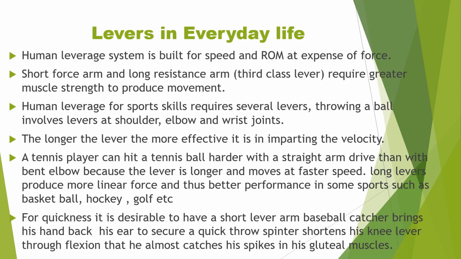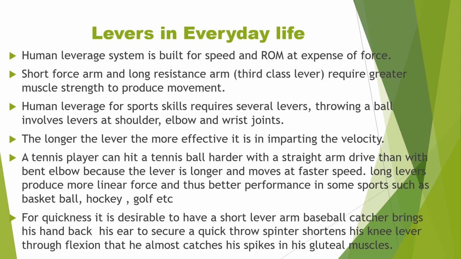The human leverage system is built for speed and range of motion at the expense of force. A short effort arm and long resistance arm require greater muscle strength to produce the movement. Human leverage for sport skills requires several levers. For example, throwing a ball involves levers at the shoulder, elbow, and wrist joint. The longer the lever, the more effective it is in imparting velocity. For example, a tennis player can hit a tennis ball harder with a straight arm than with a bent elbow because the lever is longer and moves at faster speed.